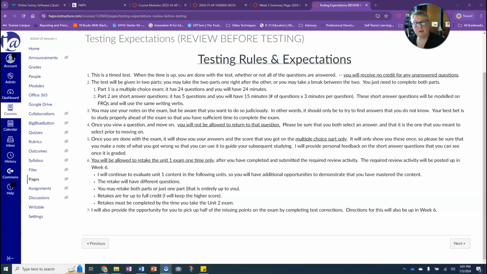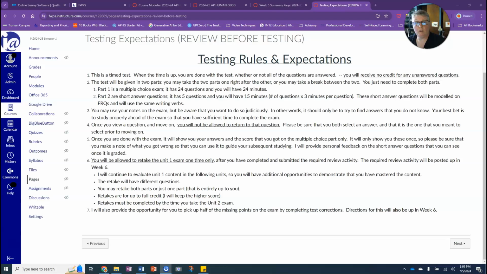Right? And by the way, open notes is not open internet. Do not Google test questions. Once you view a question and move on, you will not be allowed to return to that question. Be sure that you select an answer and that it is the answer you want to select, because you cannot go back and fix it before you move on.